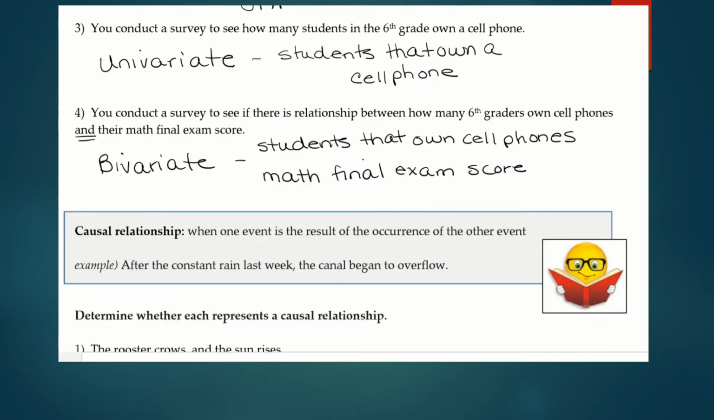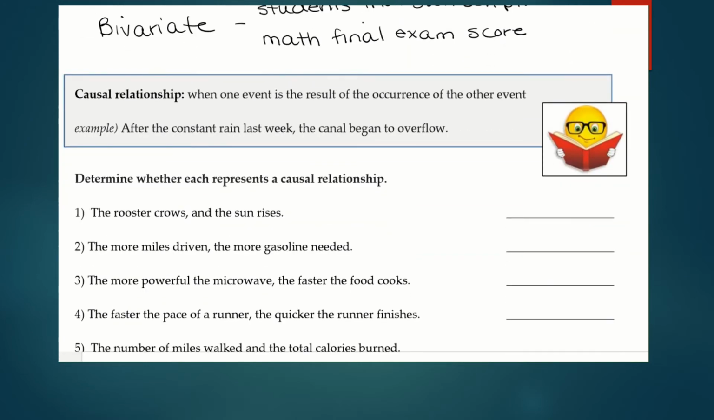So this is information that we would look at to see if there is some type of relationship there. Okay, all right, moving on. Now we're going to talk about causal relationships. So not casual, be very careful here, causal relationships. So when one event is the result of the occurrence of the other event. So when we say causal, we're talking about cause and effect. Is one thing causing the other to happen. So for example, after the constant rain last week, the canal began to overflow. So the reason the canal overflowed is because of that constant rain. That's a cause and effect relationship.